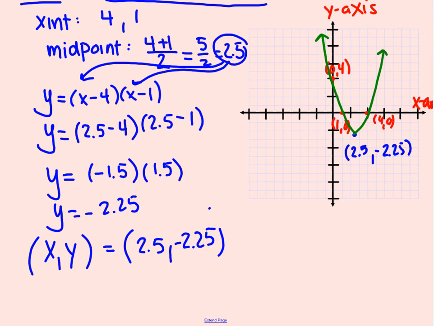I am going to take it one step further and go ahead and graph the axis of symmetry, the line of symmetry. That always runs through the x value. So the axis of symmetry is x equals 2.5. So that's how you can graph a quadratic equation in factored form.